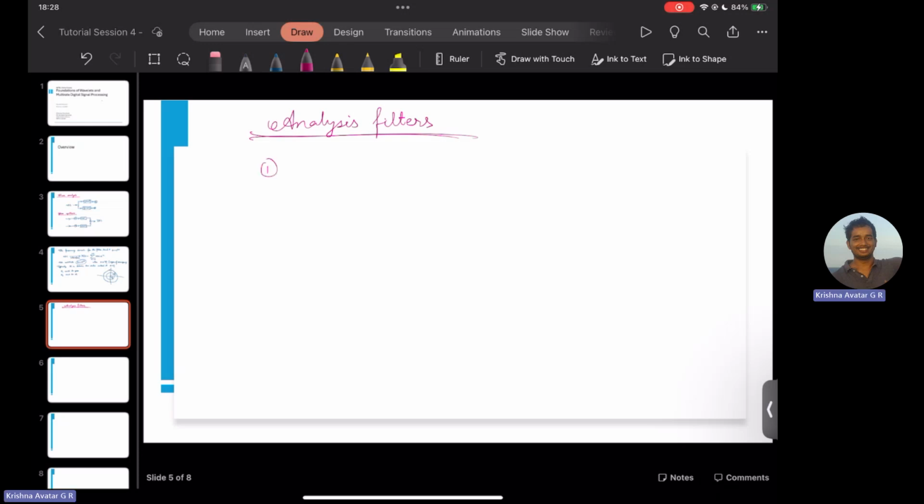We had this one part, the first one was 1 plus Z inverse divided by 2. And the second one was 1 minus Z inverse divided by 2. So these are the mean and the disturbance between two successive elements in the sequence. Now let's begin with the first analysis filter.